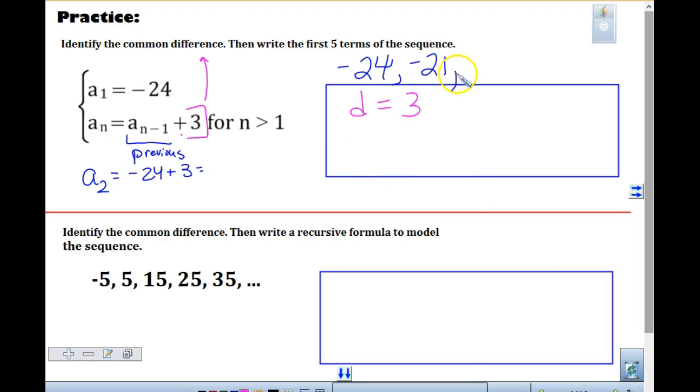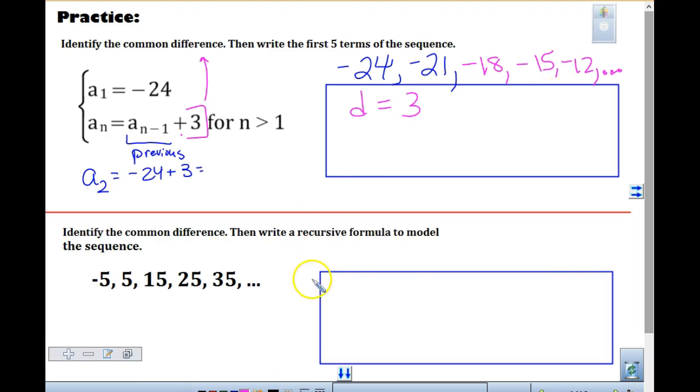So, do I need to write these out anymore now that I know the common difference is each time I'm adding 3? I'm going to get negative 18. I'm going to have negative 15. So we got 4 terms at negative 12. And I'm going to put these dots behind here because it would keep going, right? It's a sequence. We've just listed the first 5 terms of it.